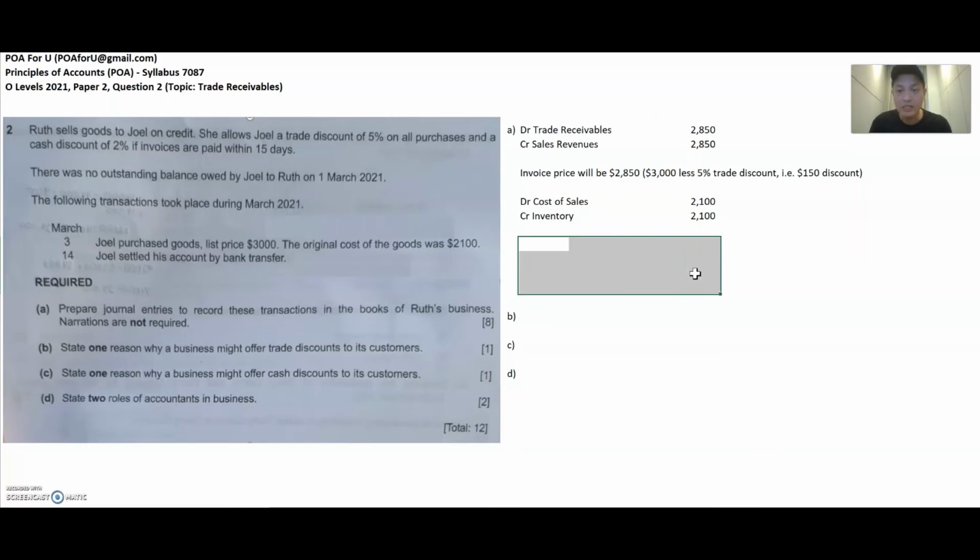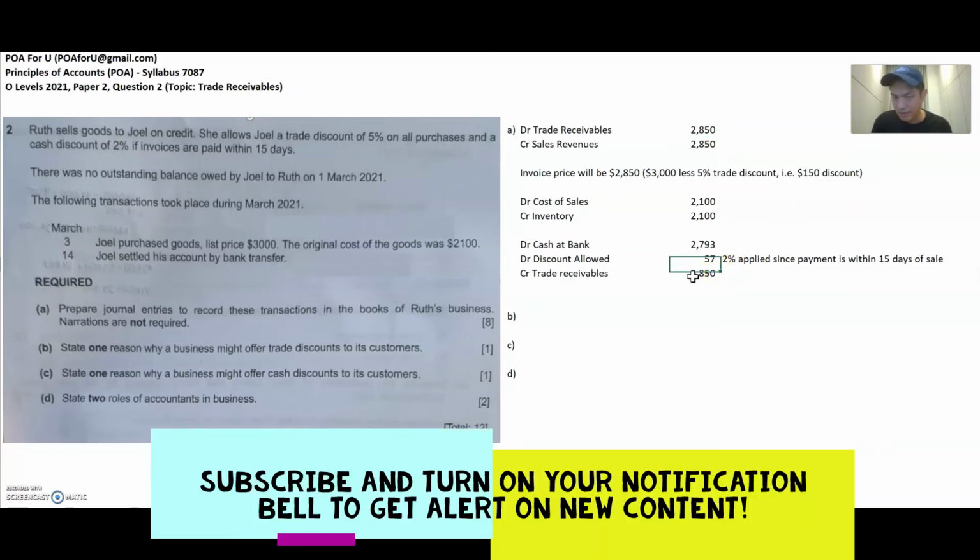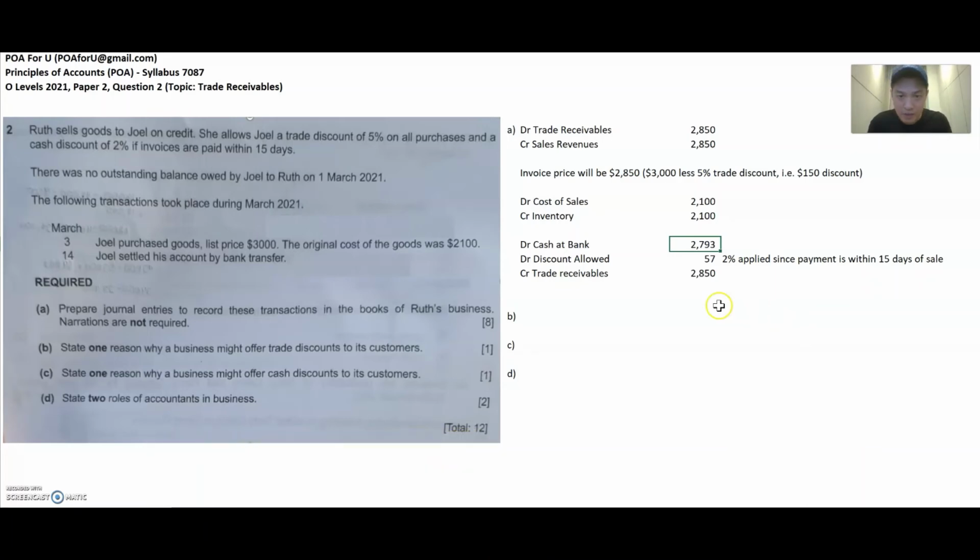So let's see what I've got here. I've debited cash at bank of 2793, debited cash discounts of 57, and credited trade receivables of 2850 to clear this balance out. I worked it out by taking 2% multiplied by 2850, and I get my 57. So I debit cash discount allowed 57 first, and then I take 2850 minus the 57 to get the exact amount of how much he paid to clear out his debt.